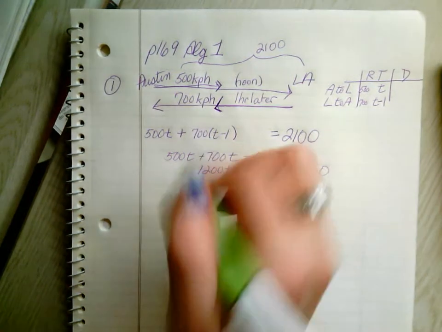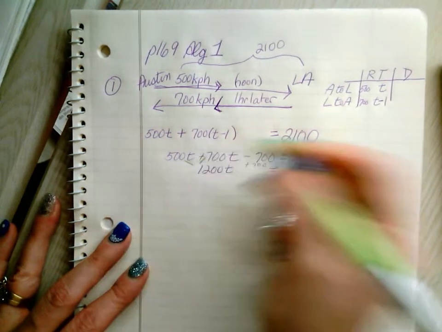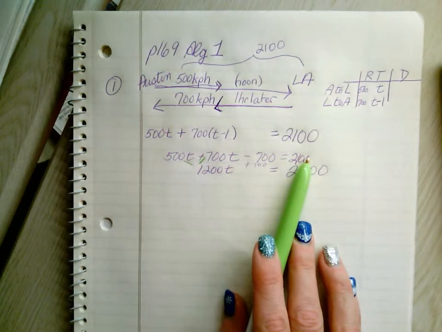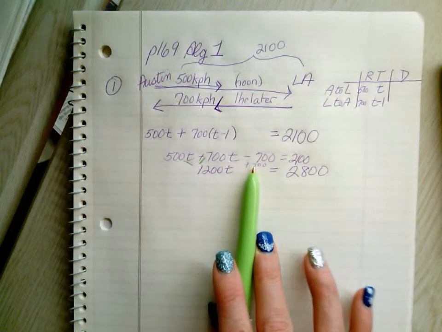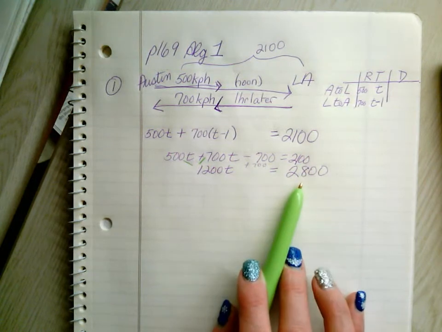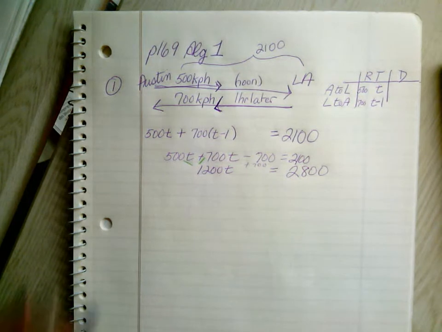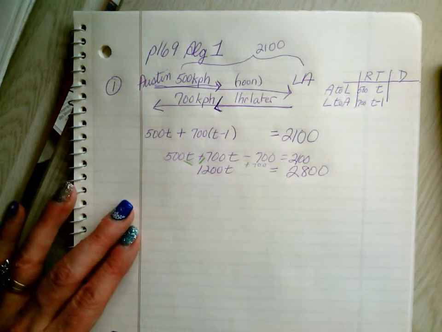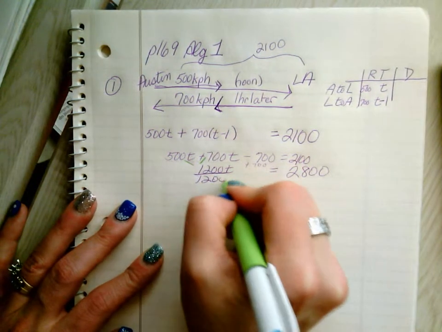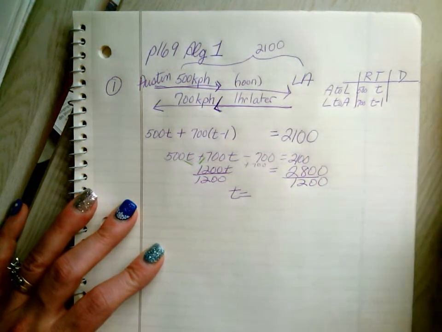I combined these two terms, and then instead of writing another line and then adding 700 to both sides, I just did it shorthand. I added 700 here, so I added 700 here, which turned 21 to 28. Now I'm going to divide 2800 by 1200, and I will find out what T is.